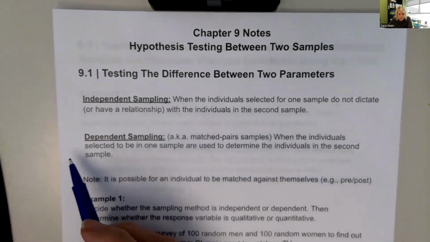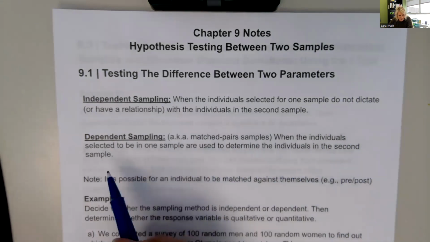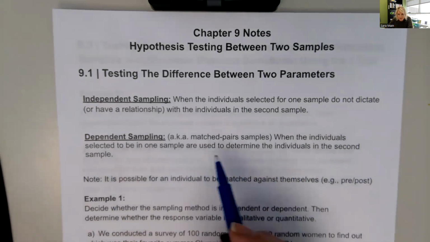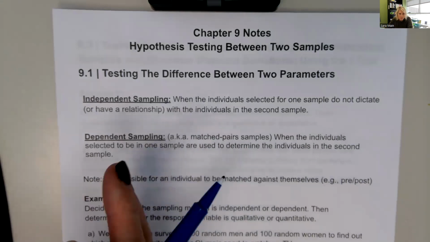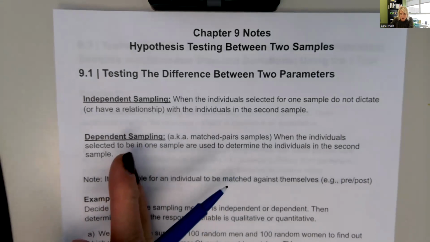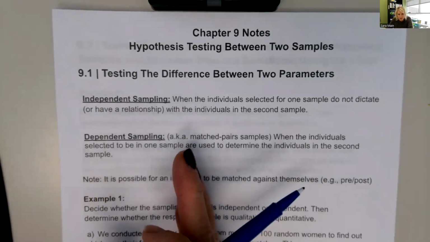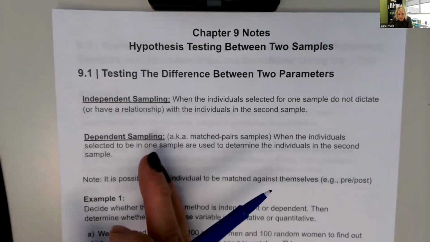This is when the individuals selected to be in one sample are used to determine the individuals in the second sample. Sometimes it's the same individuals, like Mrs. Main deciding to work out. So I'm going to weigh myself before I work out, and then I'm going to weigh myself after working out. So that would be me compared to myself.